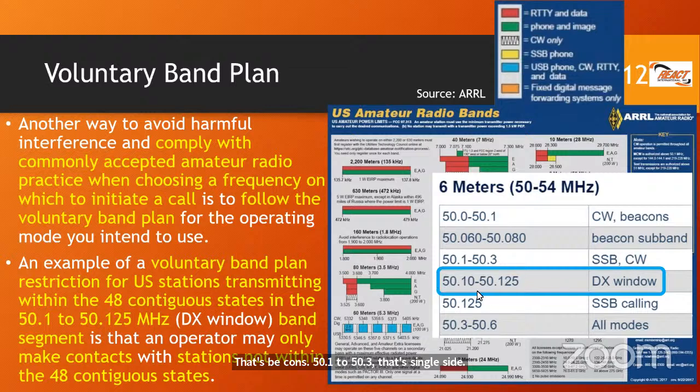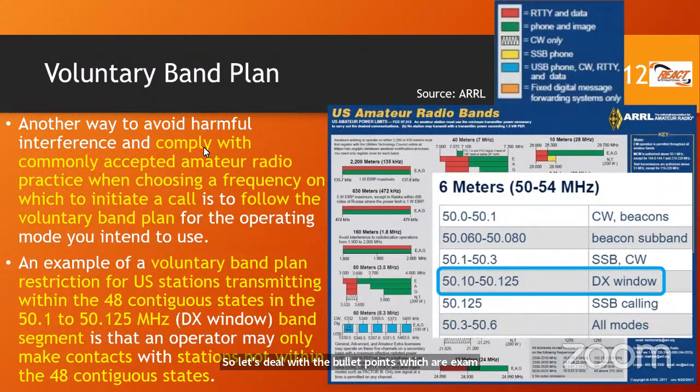But for the exam, there's an exam question that will ask us what part of the 6-meter band is used for DX or long distance or out of country operation, and that is 50.10 to 50.125. And this is an exam question, and hence the reason it's highlighted. So let's deal with the bullet points, which are exam questions.